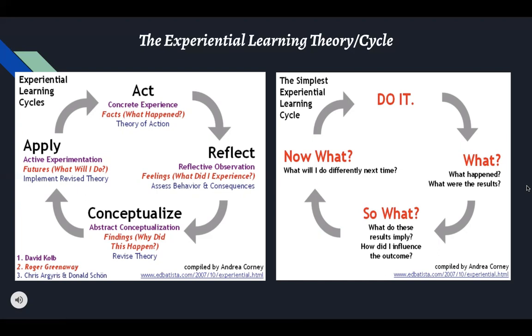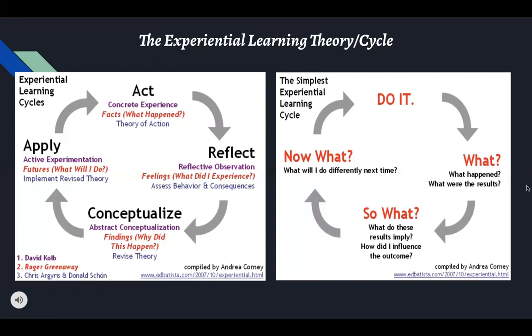So if we were to look at the one on the right, we see that's just a simpler understanding. So that concrete experience, which is just the do it part. The next part would be the reflective observation, which is what happened, what were the results. Abstract conceptualization would be the so what. So what do these results imply? What does this mean? How did I influence the outcome? And then the last one, the active experimentation, would be now what? What will I do differently next time?